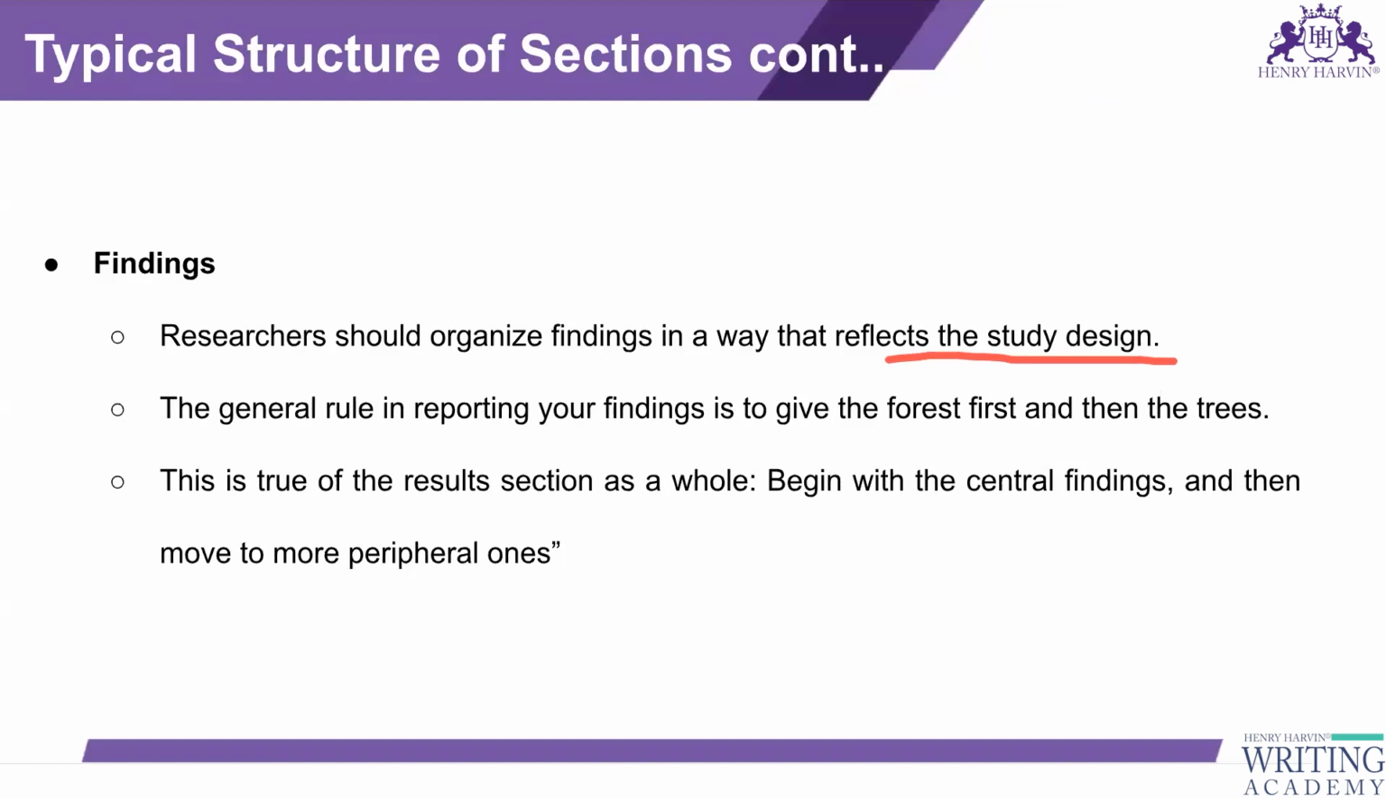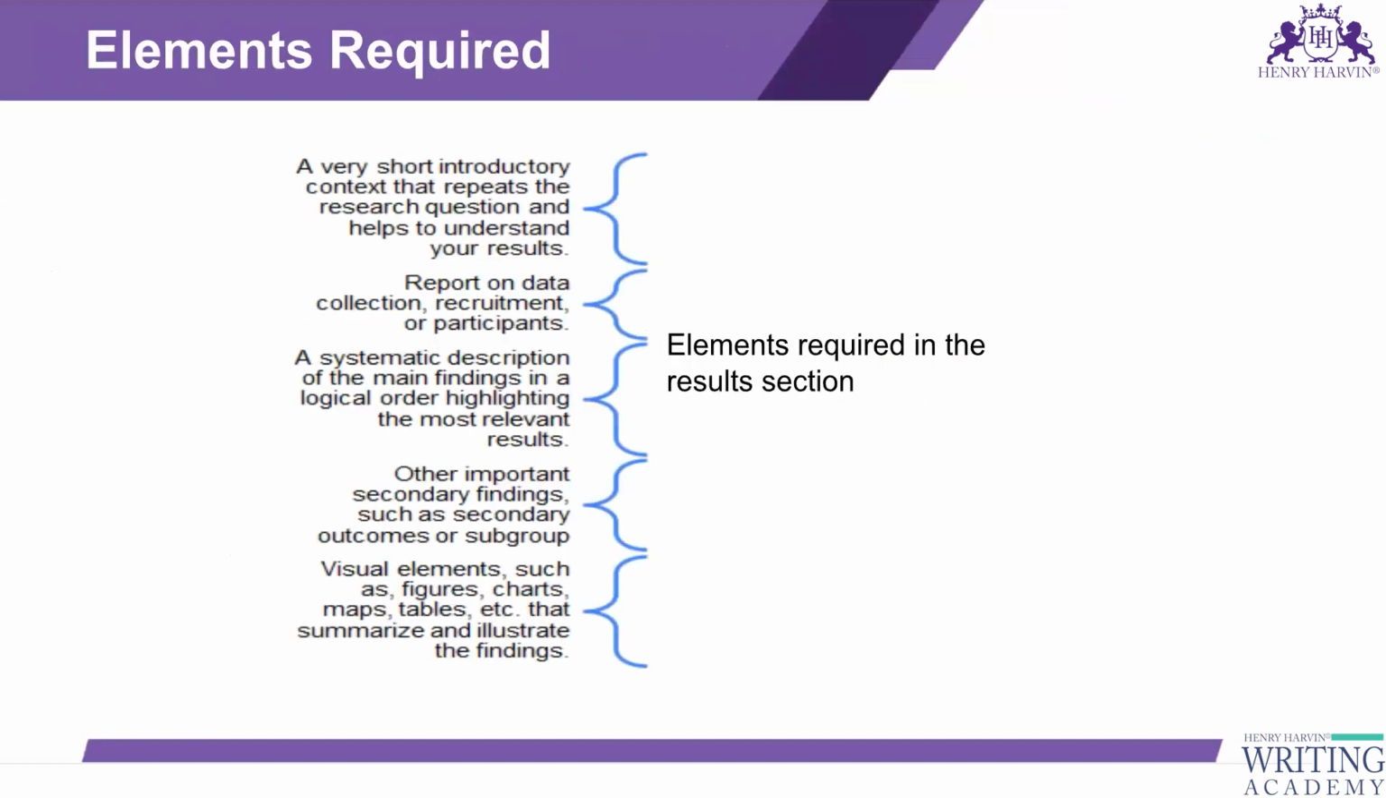How did you study? The general rule in reporting your finding is to give the forest first and then the trees. This is true of the result section as a whole. Begin with the central finding and then move to the more peripheral ones. Same thing, narrow down. See, if people do not know what they're going to read, they will never read it. If you do not know if this class is going to help you or not, why would you take it? Similarly, if I'm going to read an article and I feel like that there is nothing to read, I will not read it. I don't want to waste time, right?